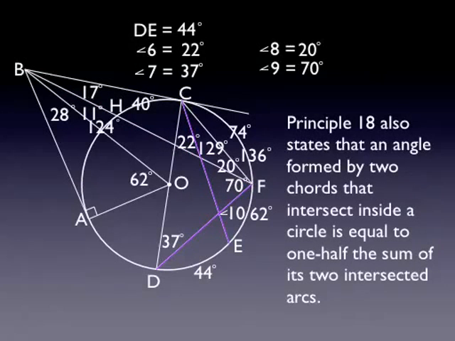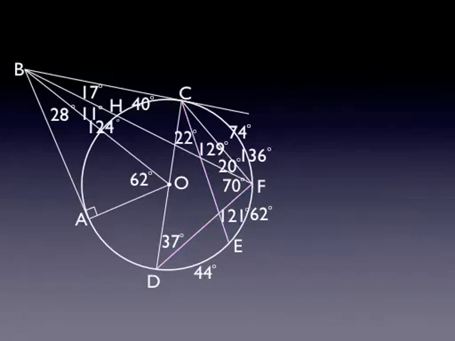Principle 18 also states that an angle formed by two chords that intersect is half the sum of the two intersected arcs. Now angle 10 intersects an arc of 62 degrees on one side and intersects the diameter on the other, or 180 degrees. So we add 62 plus 180 and divide that by 2, or 242 divided by 2, giving us 121 degrees. So that's the solution to our problem. Now we have all the angles 1 through 10.